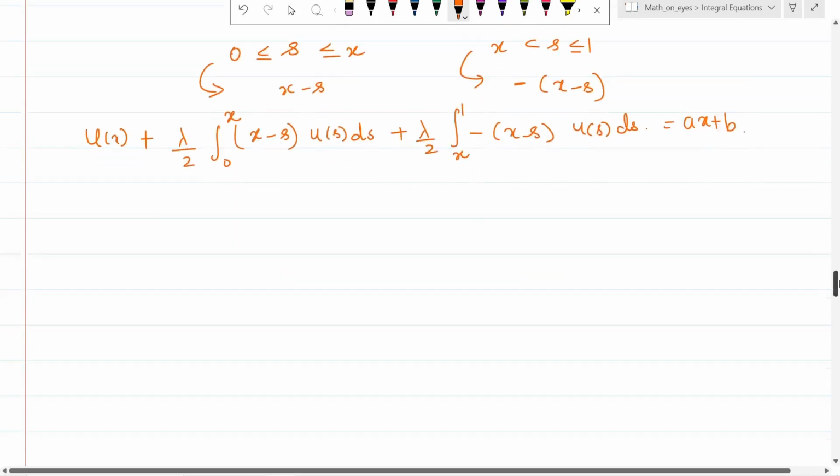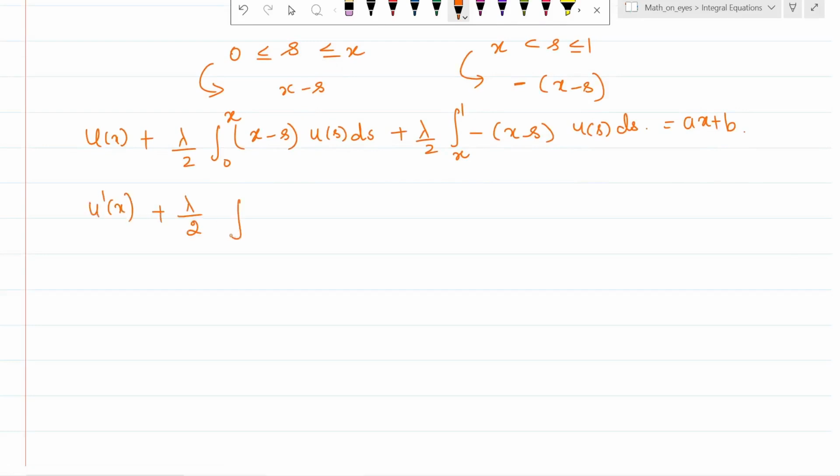Now take the differentiation. U dash of x plus lambda by 2 integral 0 to x. When you take the differentiation inside the integral, you will find the differentiation of x minus s is 1, so you will find only u of s ds. And the differentiation of the upper limit will give you 1, and wherever s is there, you have to substitute x, right? So when you substitute, it is becoming 0 into u of s. So the upper part is actually giving you 0, and the lower part is a constant, so when you differentiate a constant, you will have 0.